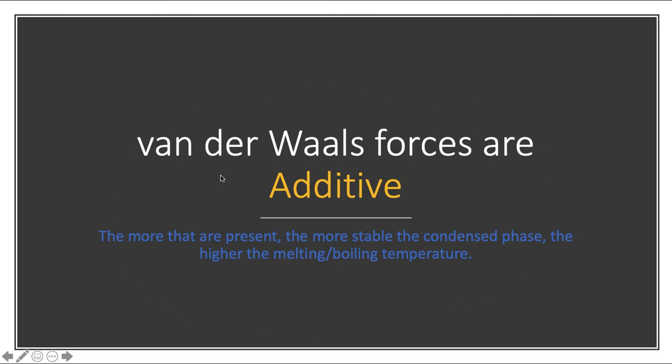Now, we also said that van der Waals forces are additive. So the more that are present, the more stable the condensed phase will be, which means it will result in higher melting and boiling temperatures. We already were doing these types of problems, but remember that they are additive. So if I have London dispersion forces and dipole-dipole interactions in one molecule, but only London dispersion forces in another, the one that has more van der Waals types of forces will have the higher melting and boiling temperature and, obviously, the higher intermolecular forces.